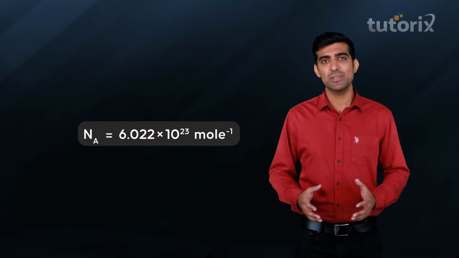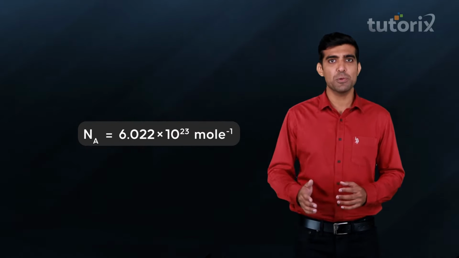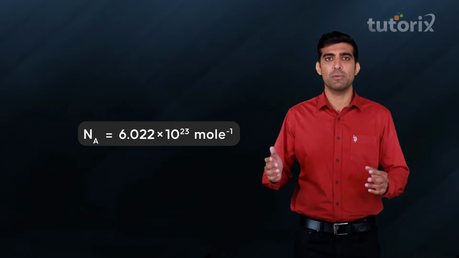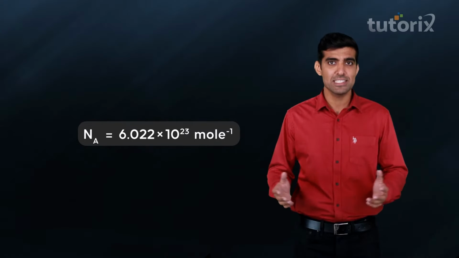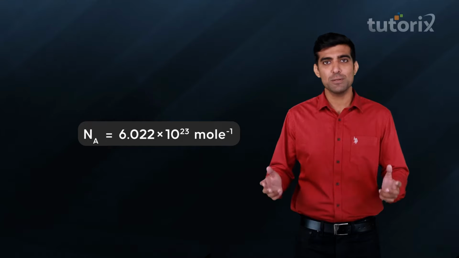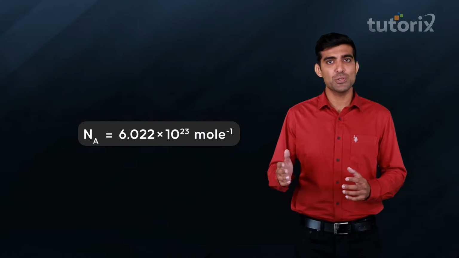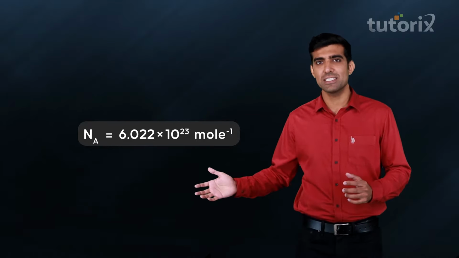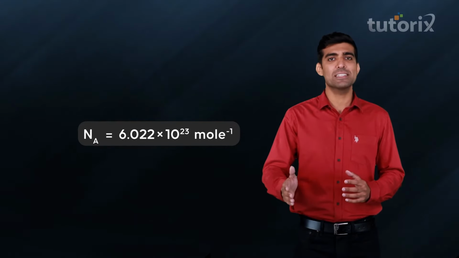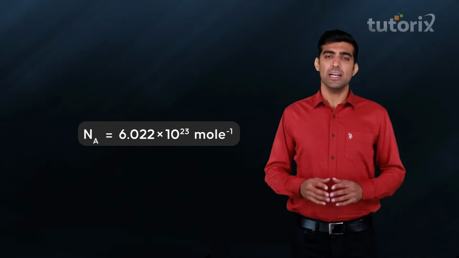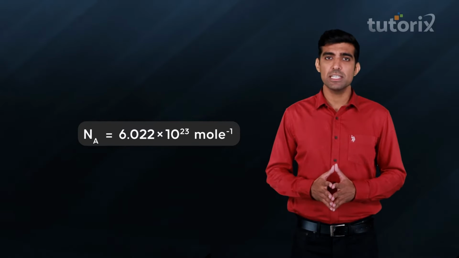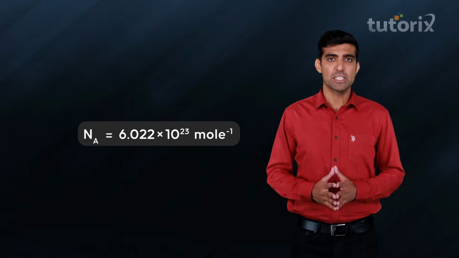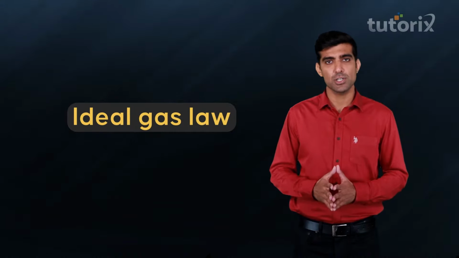So Na, or Avogadro's number, is equal to 6.022 × 10^23, because each mole of a substance has 6.022 × 10^23 particles of that substance, or Na particles of that substance. I assume we have understood the concept of Avogadro's number. So let's move on to the ideal gas law.